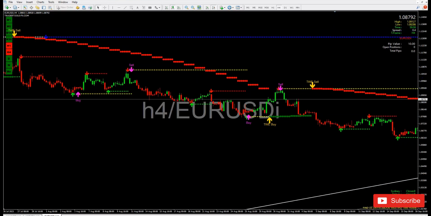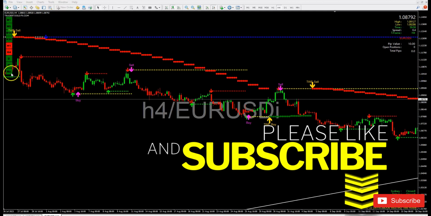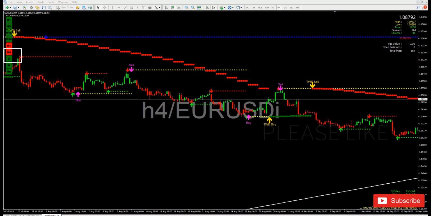First thing first, guys, we always take a sneak peek at what the dashboard is letting us know. If you pay attention here, the daily time frame is letting us know the original trend on EURUSD is still bullish, but the 4 hours is telling us that we are in a sell position. So what do you need to do next? The next step that you need to look at, guys.